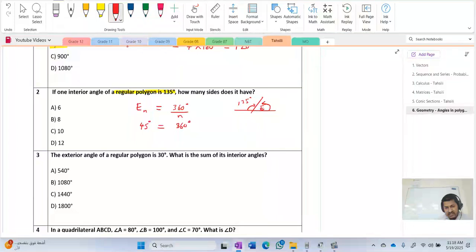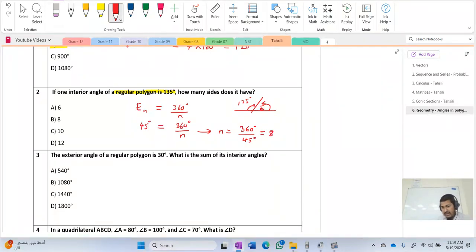I can divide the top by 45 and divide the bottom by 45, or I can divide the top by 9 and divide the bottom by 9. Whichever way you work it out, you can get 8. So remember, 45 times 2 is 90, and then 90 times 4 is 360, so 8 is correct. So it's an 8-sided polygon. In other words, it's an octagon.